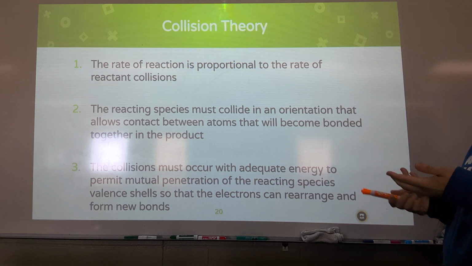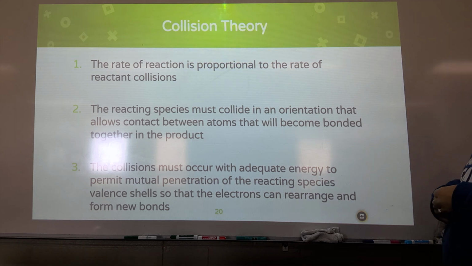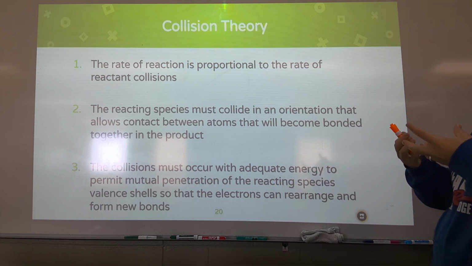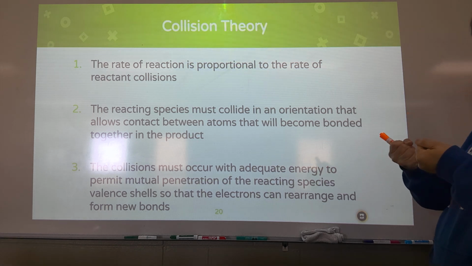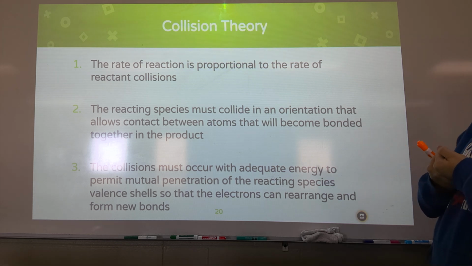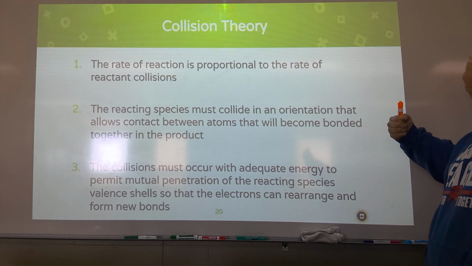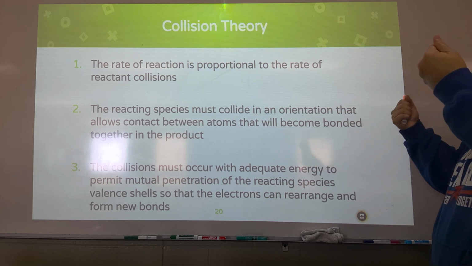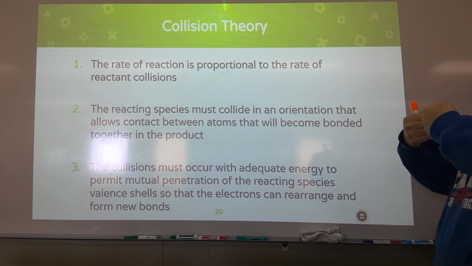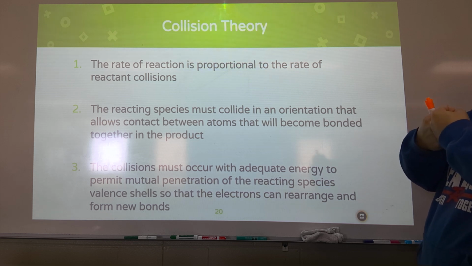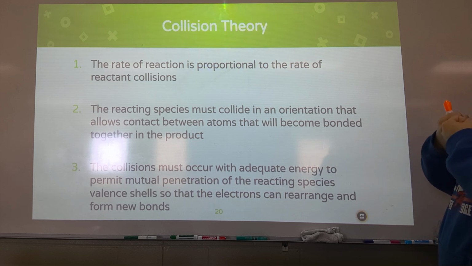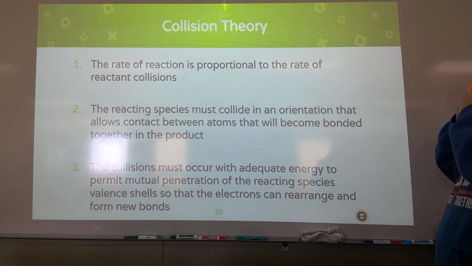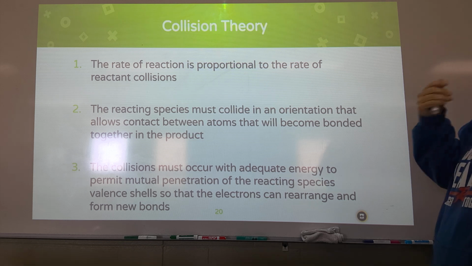So for collision theory, the rate of reaction is proportional to the rate of reactant collisions. In order for these reactions to proceed, the reactants have to be in contact or come close to each other. And so they are constantly moving around. That's just the nature of matter. But as they run into each other, if they run into each other in the right orientation and with the right amount of energy, then they can join together. And that will allow the reaction to occur.